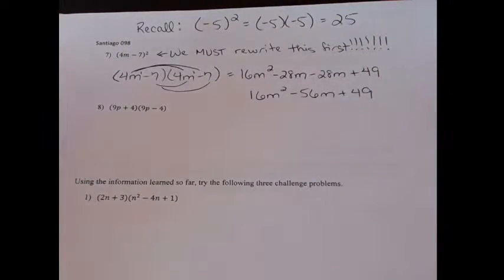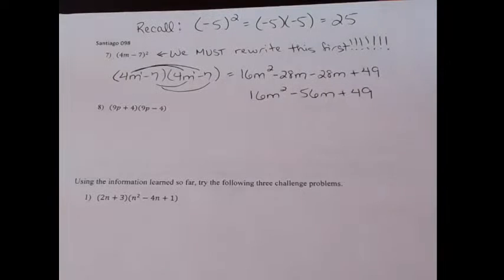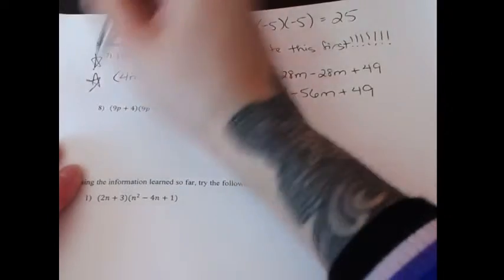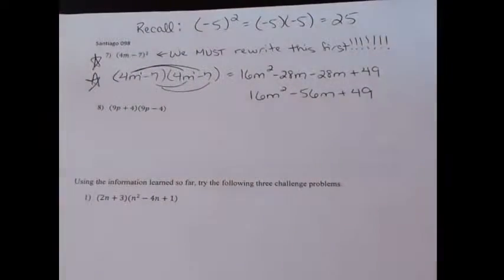If you had just squared each of these terms, you'd be missing that middle term. You'd be missing the negative 56m, which means your answer is completely incorrect. Okay? So be super careful. Put this on an index card so that you don't forget. So when you're studying, that's part of your studying cards.